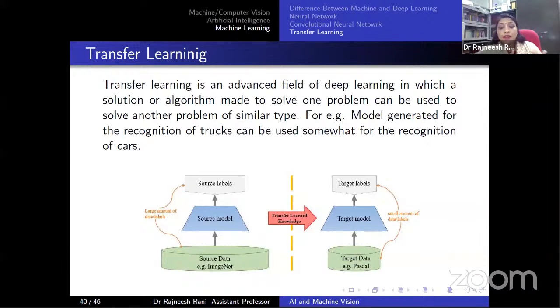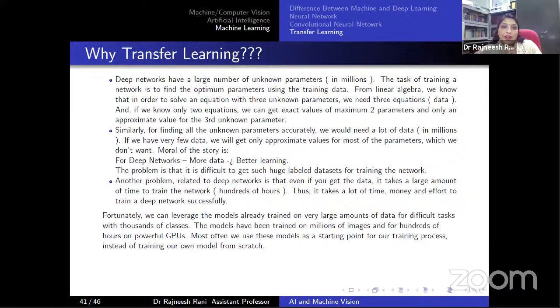So you should have a larger system, because the number of computations is large. You require GPUs, etc., to make it possible, though you can implement simpler programs on your own system also. The concept of transfer learning is there. Transfer learning is an advanced field of deep learning in which a solution or algorithm made to solve one problem can be used to solve another problem of similar type. For example, if you have developed a model for recognition of trucks, that model can be used for the recognition of cars also. So why transfer learning?